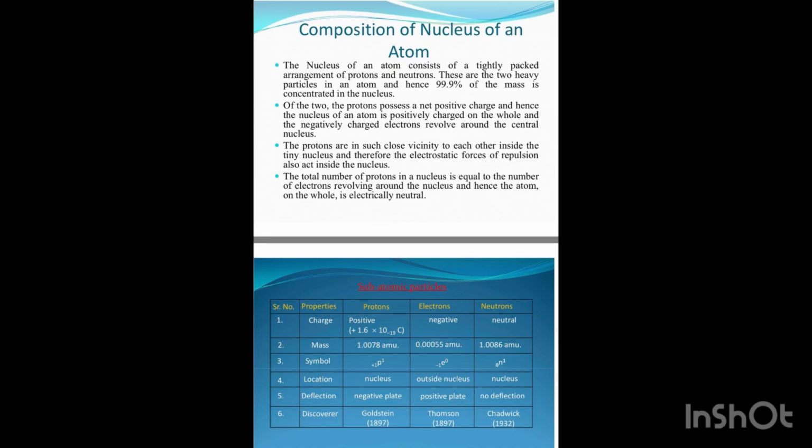The protons are in such close vicinity to each other inside the tiny nucleus. Therefore, electrostatic force of repulsion also acts inside the nucleus. The total number of protons in a nucleus is equal to the number of electrons revolving around the nucleus, and hence the atom on the whole is electrically neutral.